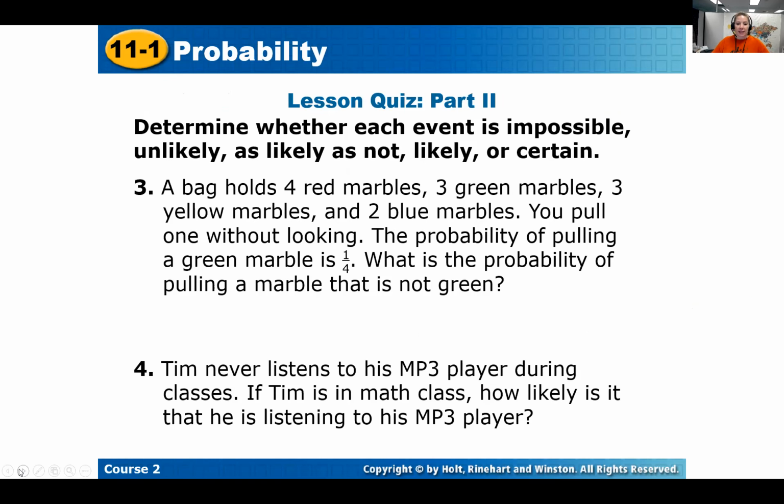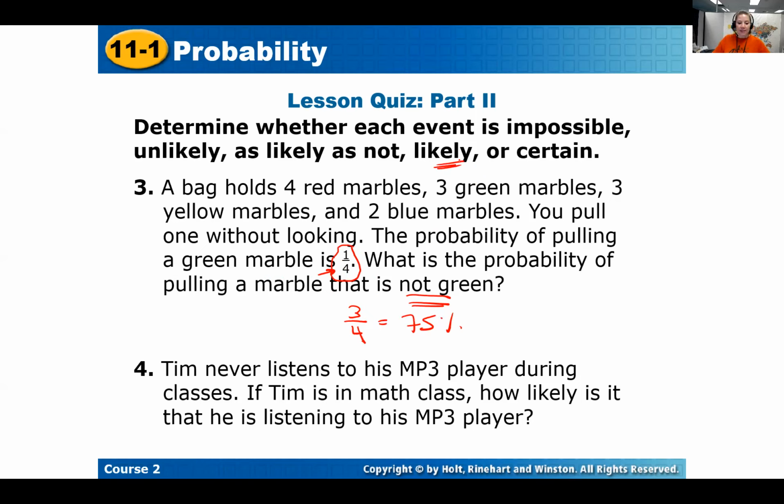What about number 3? A bag holds 4 red marbles, 3 green marbles, 3 yellow marbles, and 2 blue marbles. You pull one without looking. The probability of pulling a green marble is 1/4. What is the probability of pulling a marble that is not green? Well, if pulling out a green marble is 1/4, that means pulling out a marble that's not green must be 3/4, right? Because this is 25%. Not doing this, I have a 75% chance. So that would be likely because that's greater than 50%.